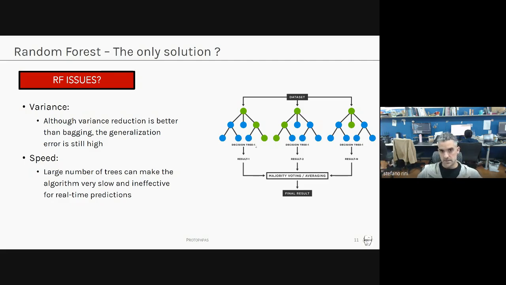So the variance reduction is very good because the trees are random, but we can still have a very large generalization error. And when the trees are large, then the speed of the algorithm decreases because these trees have, you can think of it this way, right? So these trees, they have a decision function, right?